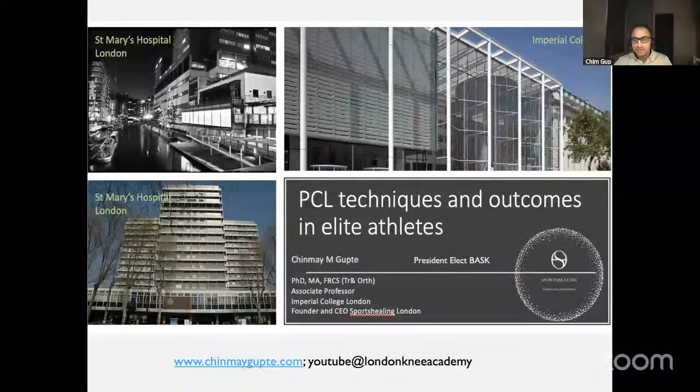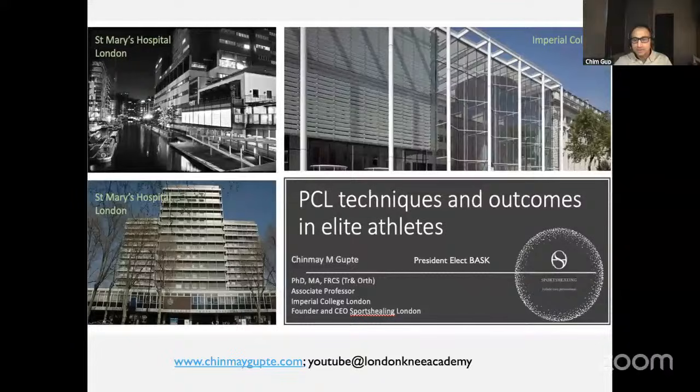All PCLs need to be reconstructed? No, but it's something that's worth considering when you are deciding to operate or not. And obviously the quadriceps brings the tibia forward, the hamstrings brings the tibia back, so you don't want to do isolated hamstring exercises in your post-op regime for the first 3 months, and you really want to strengthen your quads.